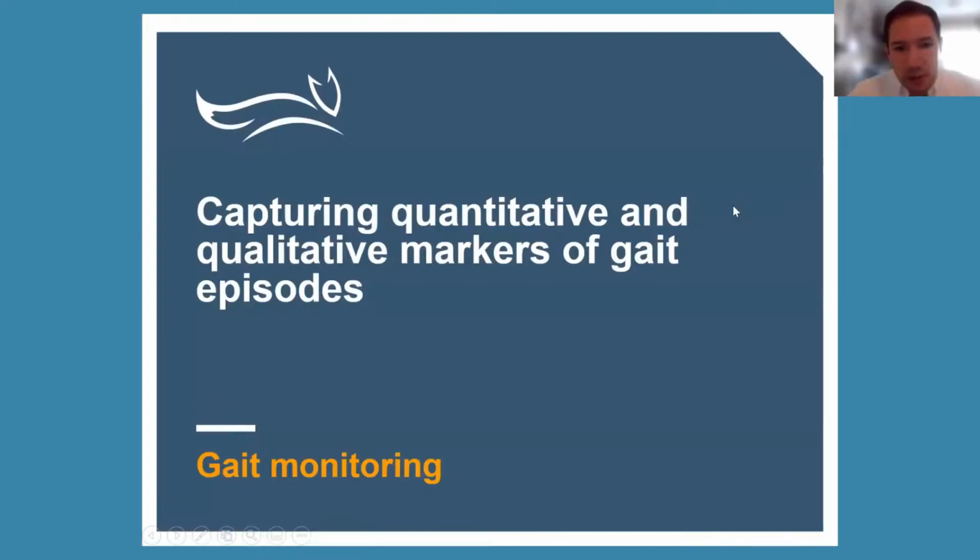So first we're going to talk about how we did our modeling for capturing quantitative and qualitative markers for gait episodes.